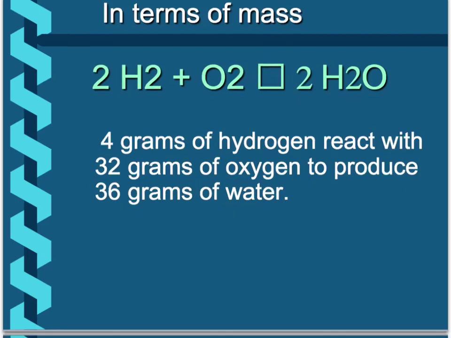So another way that we can look at an equation is in terms of mass. So we can say that we have 4 grams of mass, 4 grams of hydrogen, 32 grams of oxygen, and 36 grams of water. And so you're like, well, where did you get these values for? You're going to go ahead and see them at the bottom of the next slide.